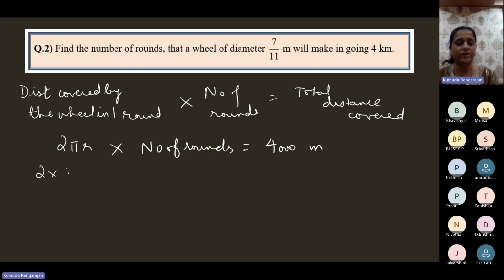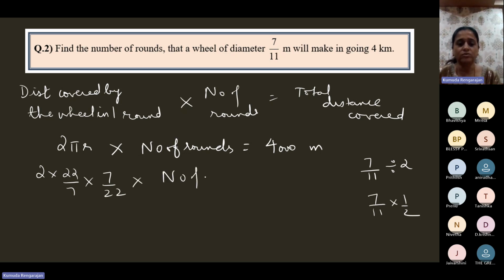So now 2 into 22 by 7 into r, which is 7 by 22, into the number of rounds is equal to 4,000. 7 by 11 is the diameter divided by 2, so 7 by 11 into 1 by 2. Take all these numbers to the other side. You can cancel this here. So number of rounds is equal to 4,000 by 2, which is 2,000.